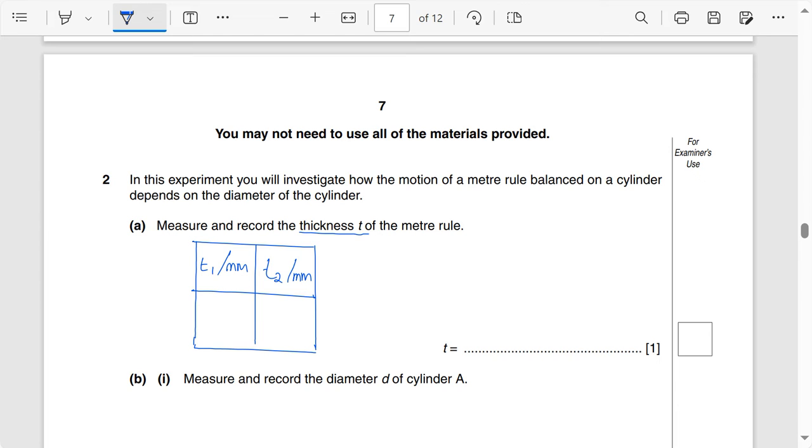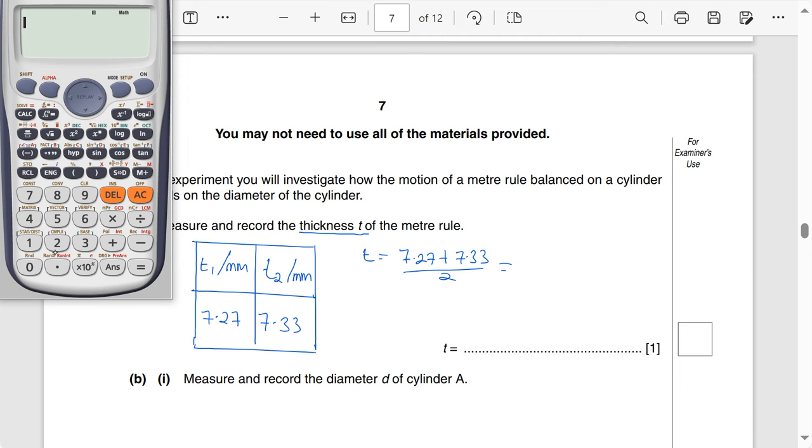The first measurement the student obtained was 7.2 millimeters. 7.27 millimeters and 7.33 millimeters. These were the results for this student. So at this point here, we need the average. So the average thickness is of course 7.27 plus 7.33 divided by 2.